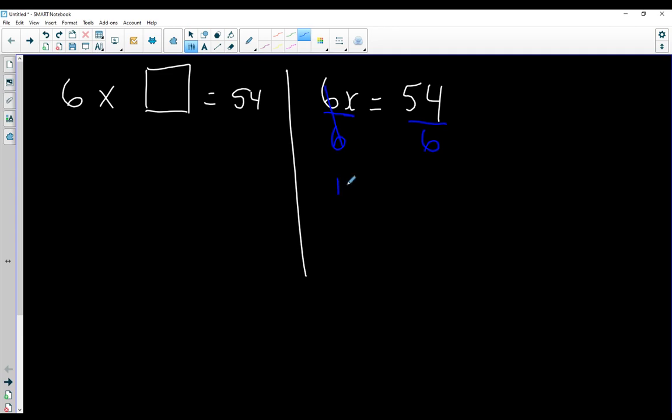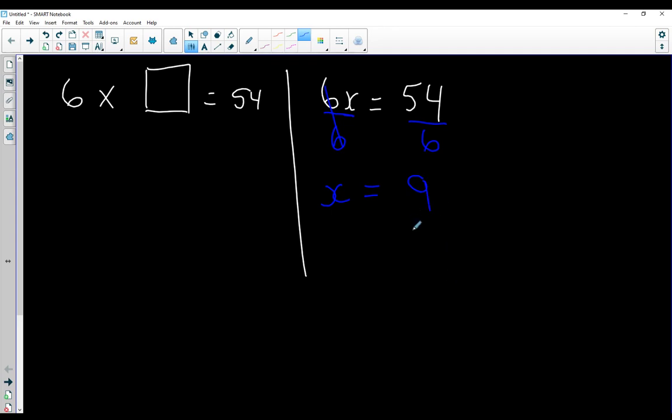You would be left with 1x, which we don't really like to say, so we're just going to show 1x as x. And then we just do our calculation here. What would 54 divided by 6 equal? We would do that, and we would discover that it's 9.